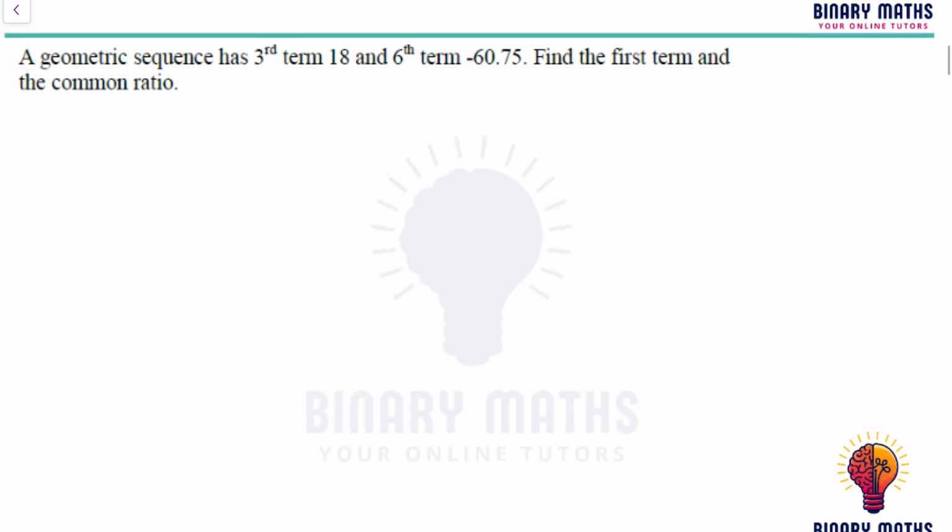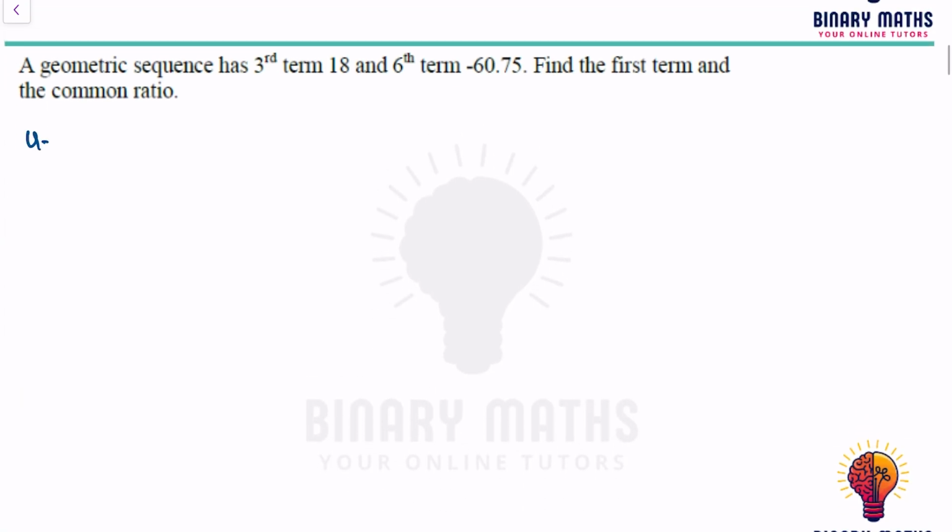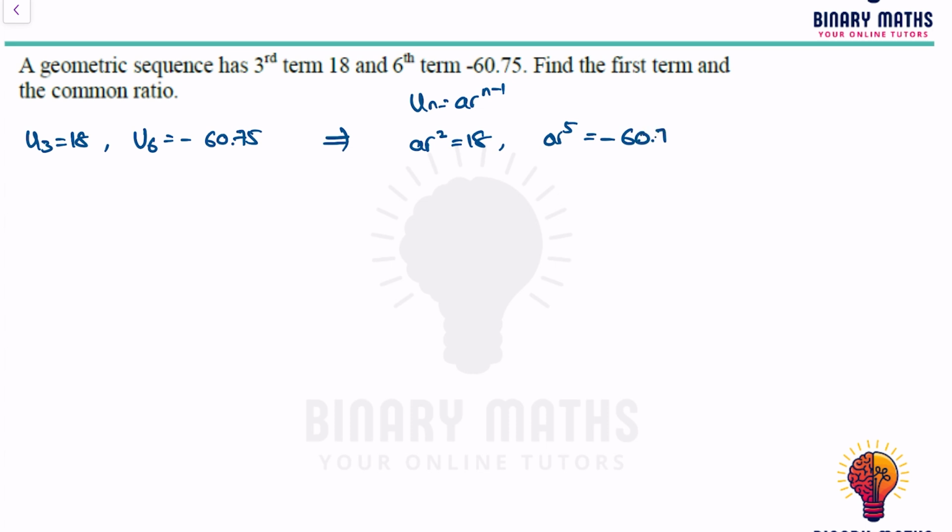A geometric sequence has third term equal to 18, so U3 is equal to 18, and sixth term, U6, is equal to minus 60.75. Because UN is equal to AR to the power of n minus 1, U3 will be equal to AR squared, which is equal to 18. And we've got U6 is equal to minus 60.75, so AR to the power of 5 will be equal to minus 60.75. So we call this equation 1, and we call this equation 2.